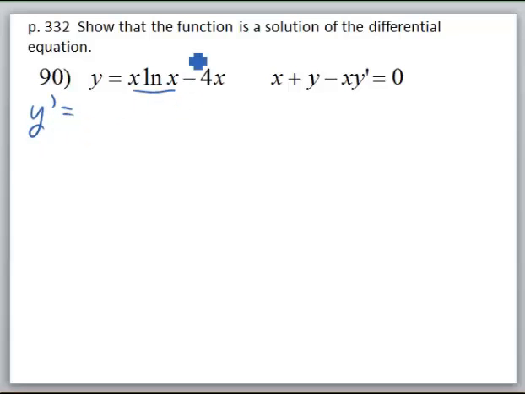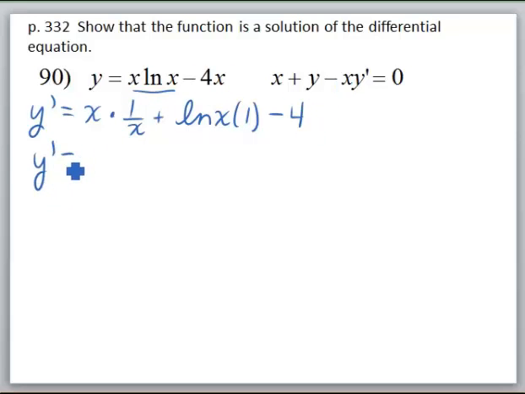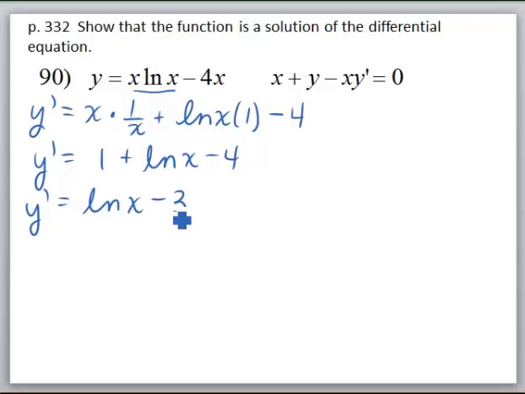This is a product rule right here because of two x's being multiplied together. So I have to do first times the derivative of the second plus the second, which is the ln of x, times the derivative of the first, which is 1, minus the derivative of 4x, which is 4. So I end up getting a 1 plus ln of x minus 4. So my derivative ends up being just simply ln x minus 3.